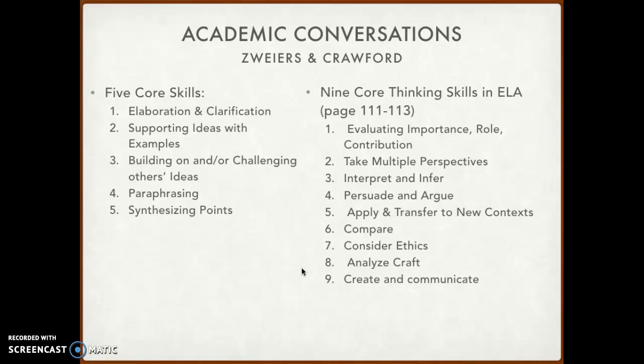And 5, applying and transferring to new contexts. So we want them to be able to gather skills that they can use in other classes and in future classes. 6 is comparing, so taking multiple texts and comparing what is similar. 7 is considering ethics behind the author and behind the content and the context. 8 is analyzing the craft. So this could be devices, this could be structure. And 9 is creating and communicating. Again, not just in writing, but in speaking.